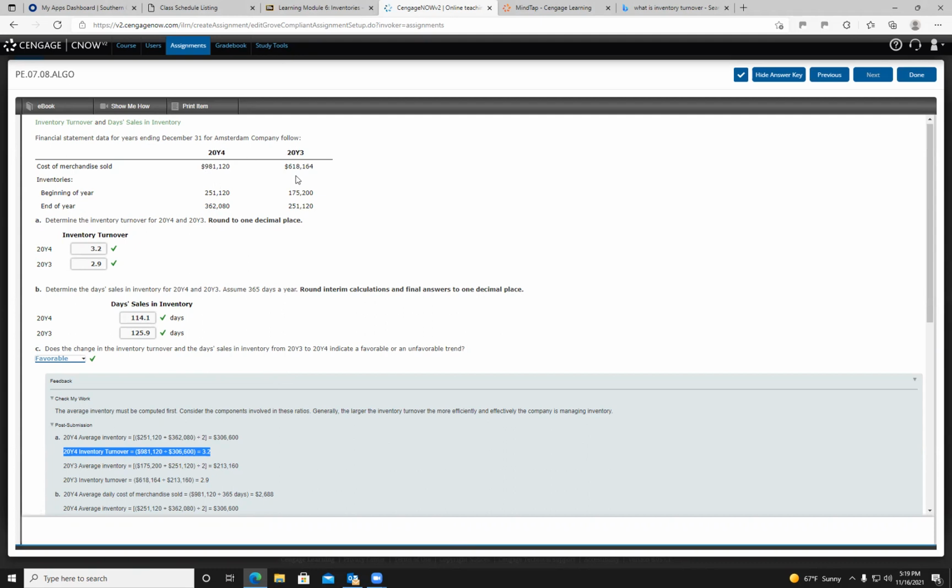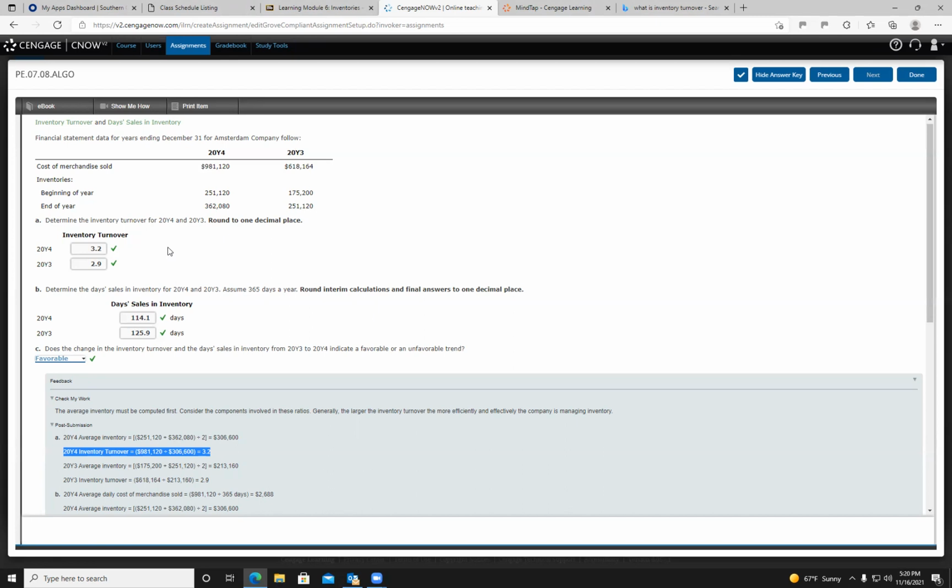You do that for both the year ending in 4 and the year ending in 3, and you compare the two. So the higher the inventory turnover rate, the better, because that's showing that the company is being more efficient in managing their inventory. So basically they were able to turn their inventory over 3.2 times in the year ending in 4, but they were only able to turn their inventory over 2.9 times.